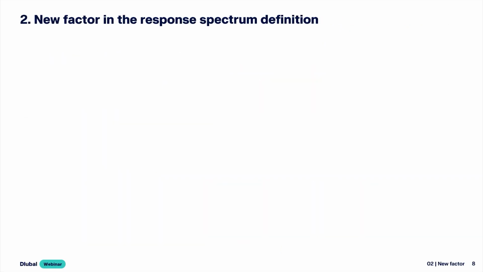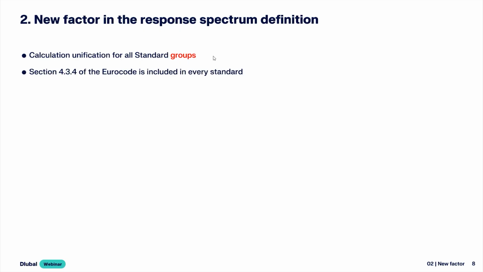Okay, so let's jump now into the second part of today, and it's the new factor in the response spectrum definition. And this new factor is the calculation unification for all standard groups. I'm going to show in the program what is exactly meant by standard groups. But the idea is to unify this calculation for all standards in our program.